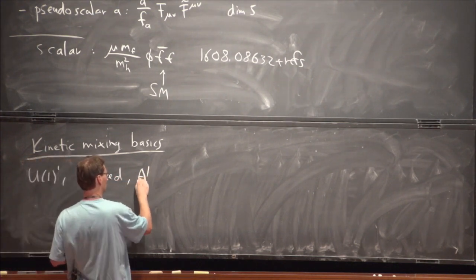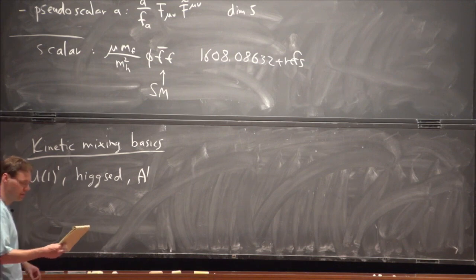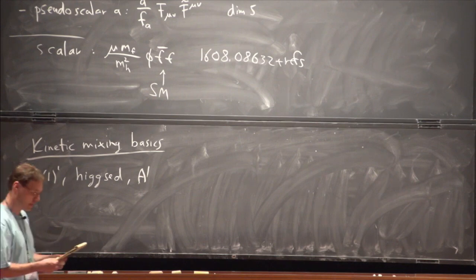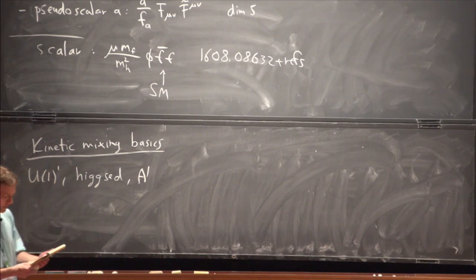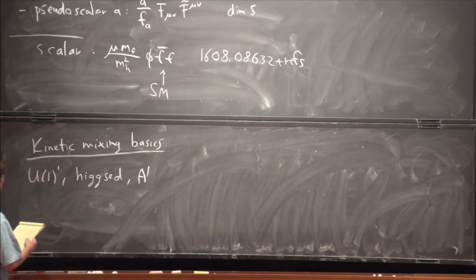The mediator is going to be called A prime because I'm giving the lectures. If Maxime Pospelov were giving the lectures, it would be called V. And the kinetic mixing parameter is going to be called epsilon. If Maxime Pospelov or others were giving it, it would be kappa. And there's other notations like U boson and A sub D and chi for the mixing, etc. So that all means the same thing, but we'll call it A prime and epsilon. And what we're interested in is the low mass part of it, right?